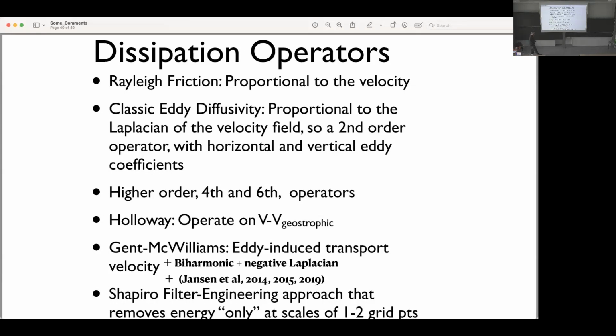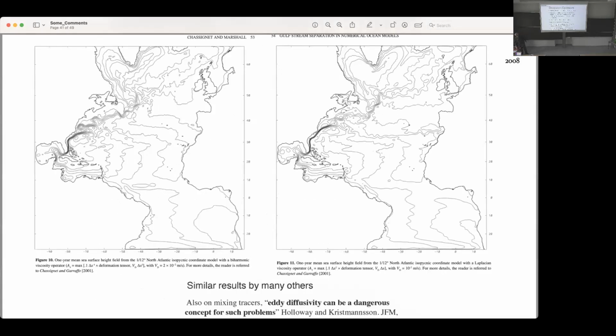people like that. Now, another approach for a dissipation operator is, let's not even think about physics. Let's do signal processing. What do you want your operator to do? We want to remove 1 to 2 point grid scale noise. So there's a Shapiro filter that does a really good job of removing 1 to 2 point noise and leaving the energy at the other scales basically untouched.